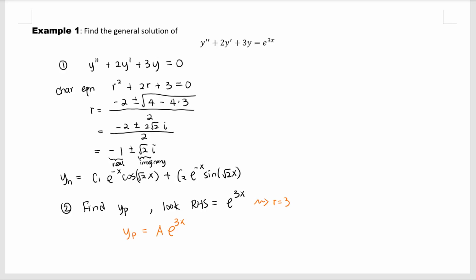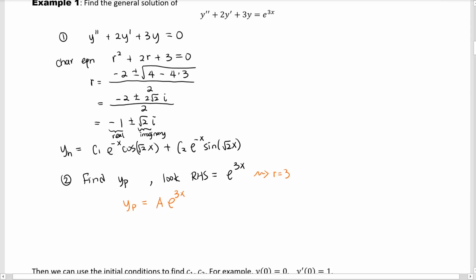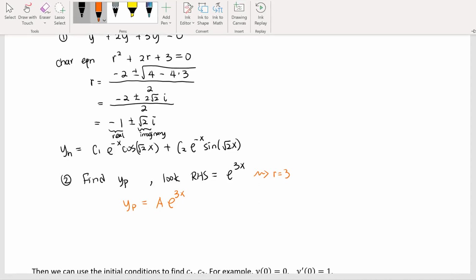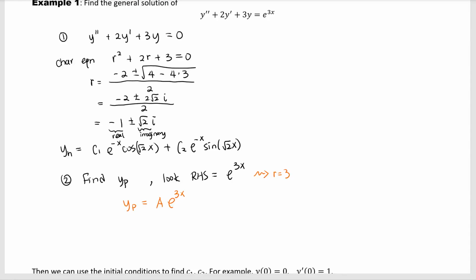All right, so that's why when we set up the general form of the particular solution, depending on e to the 3x, our general form should look like a times e to the 3x. So let's work it out and see what happens.